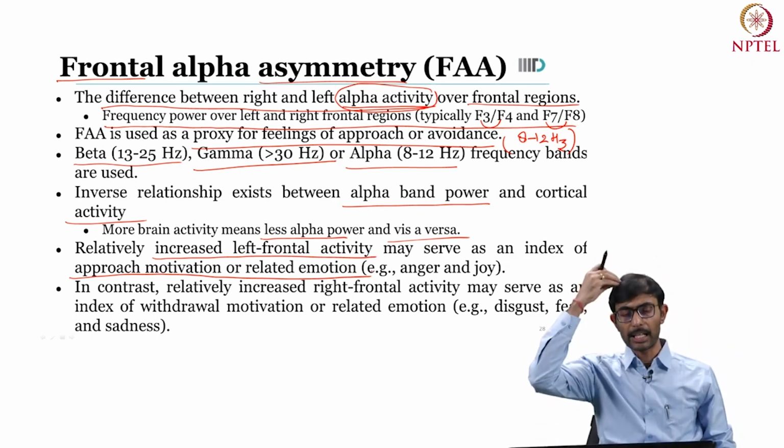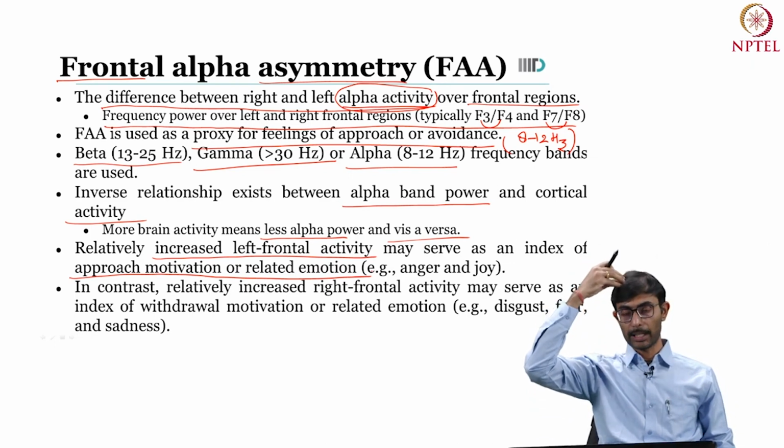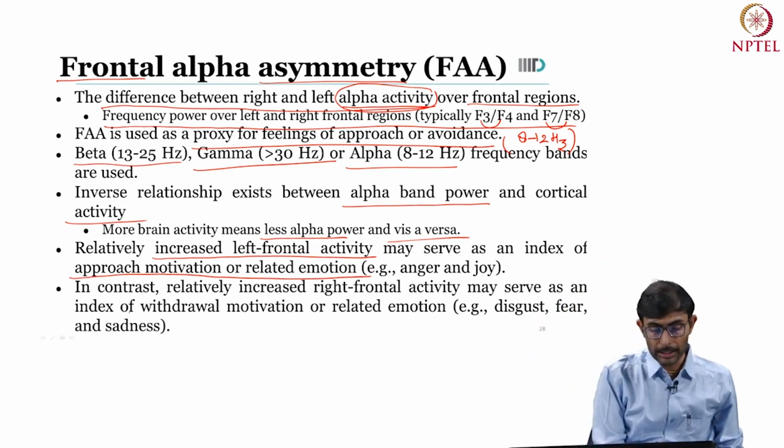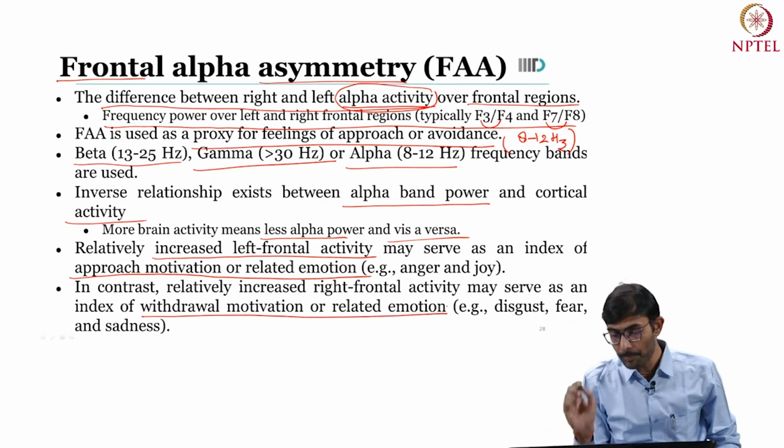Similarly, when there is relatively increased right frontal activity, which means you have less alpha power in the right frontal region, then it means there is a withdrawal motivation.